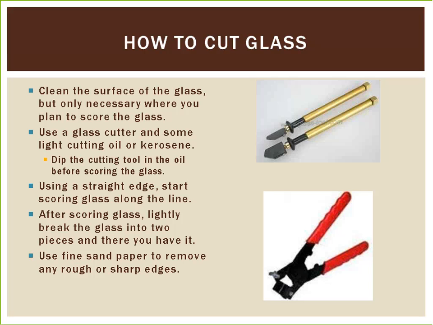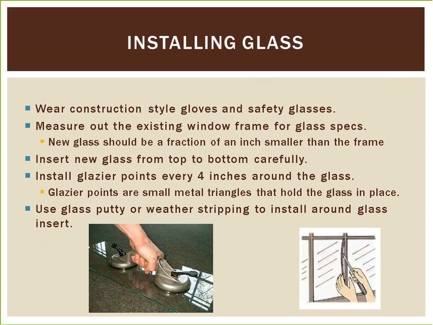Using a straight edge, start scoring glass along the line. After scoring the glass, lightly break the glass into two pieces. Use fine sandpaper to remove any rough or sharp edges. When installing glass, wear construction-style gloves and safety glasses. Measure out the existing window frame for glass specs.